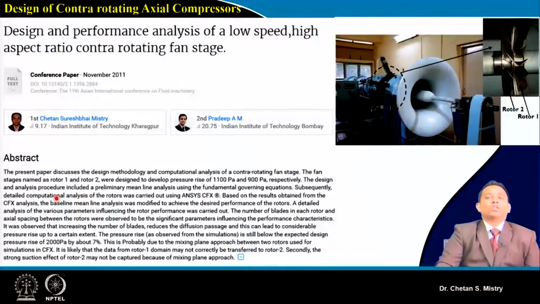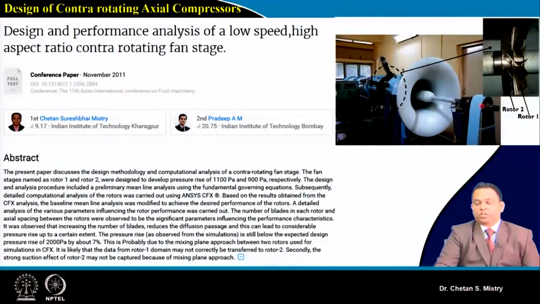Now, in order to realize that, during my doctoral study, we worked on the design and development of a contra rotating fan stage at IIT Bombay. So this is my experimental facility. You can see we have two rotors, and they both are rotating in opposite directions. The design of this contra rotating fan is very challenging, because there is no open source discussion available for design.